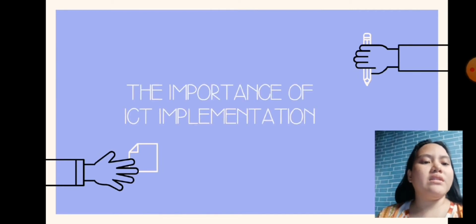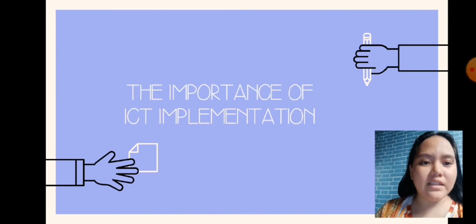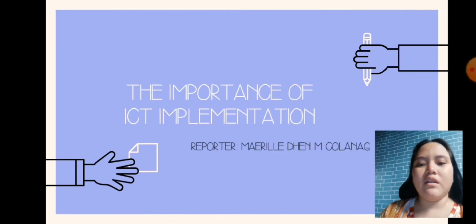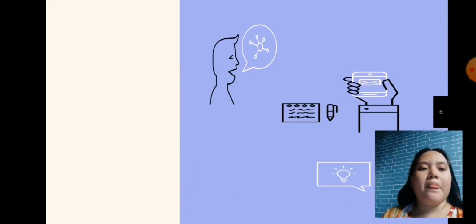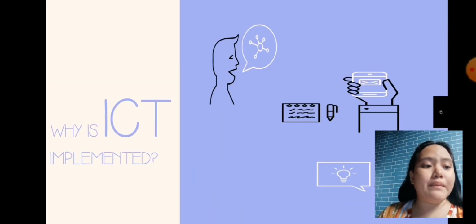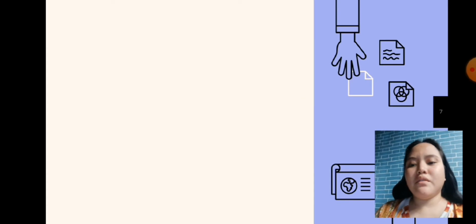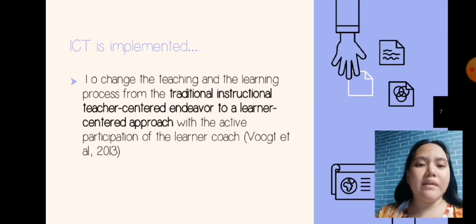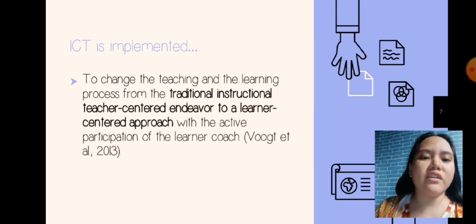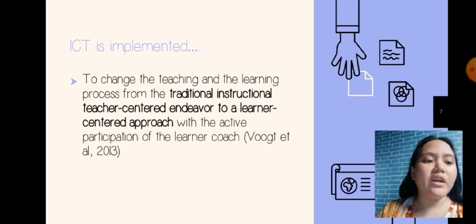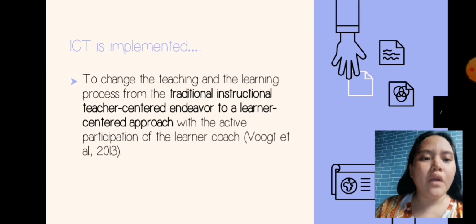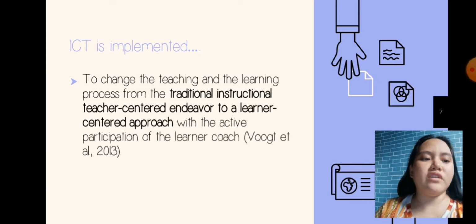So I will be discussing to you the importance of ICT implementation. So why is ICT implemented? Originally, ICT is implemented to change the teaching and learning process from the traditional instructional teacher-centered endeavor to a learner-centered approach with the active participation of the learner.